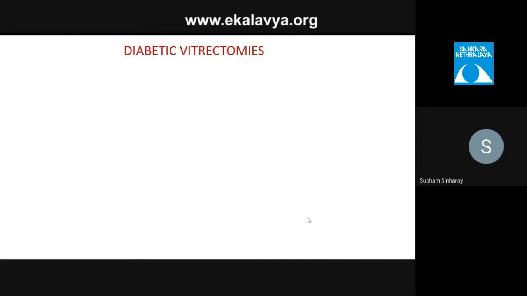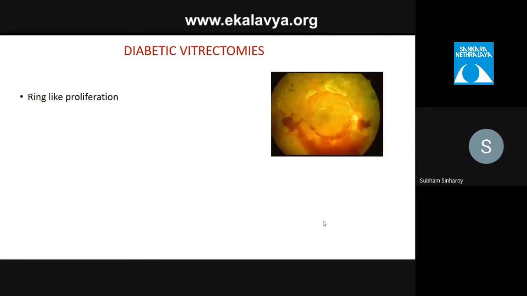So coming to diabetic vitrectomies. How are diabetic vitrectomies unique? Basically there is no complete PVD in diabetic cases. You often get a ring-like proliferation. In the diagram you can see that ring-like proliferation, which you always see around the arcade to start with.